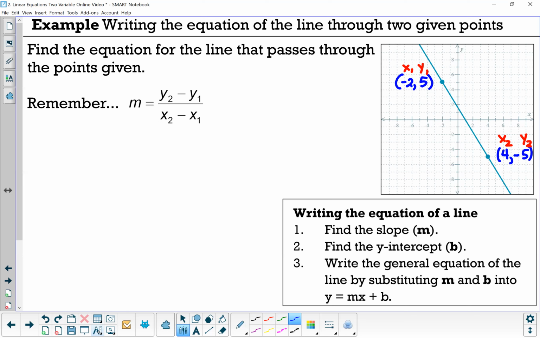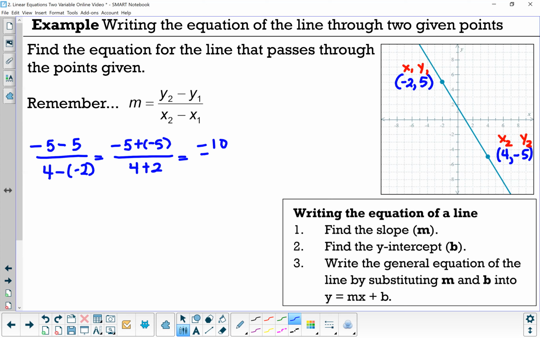So y2, which is -5, minus y1, which is 5, over x2, which is 4, minus x1, which was -2. So we get basically -5 plus -5. We can think about it that way. And then the denominator, because we have that double negative, that's like saying 4 plus 2. So we get -10 over 6. And we can reduce that to -5/3.